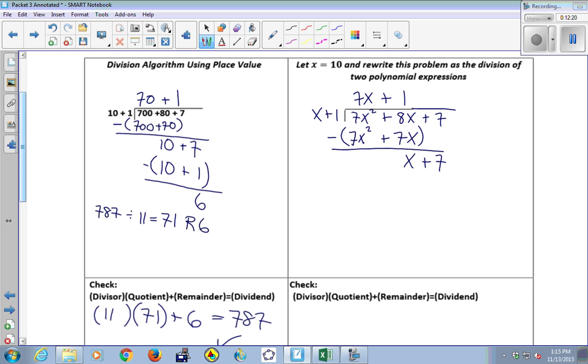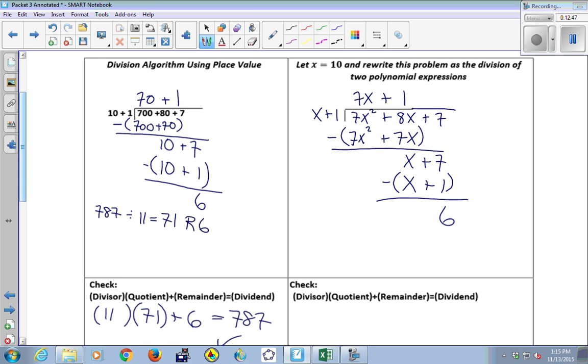And then I multiply 1 times x plus 1. You can think of it as distributing: 1 times x plus 1 times 1. So 1 times x is x. 1 times 1 is 1. And subtract. x minus x is 0. 7 minus 1 is 6. So instead of getting 70 plus 1 as my answer, I got 7x plus 1, because x is 10 here.